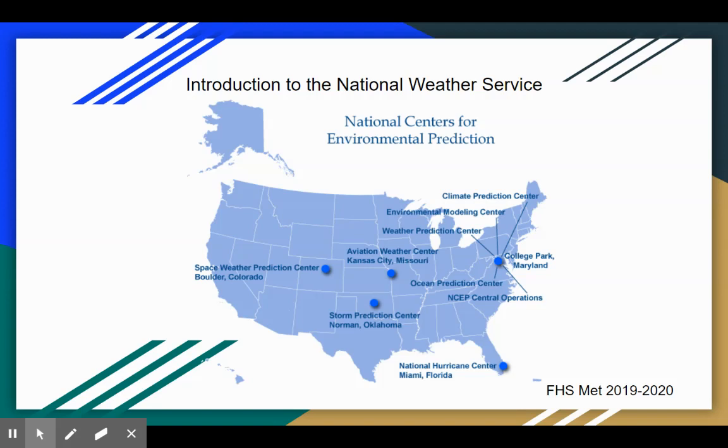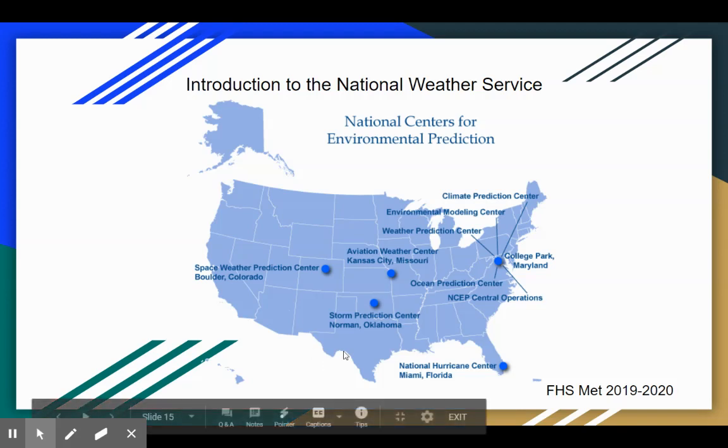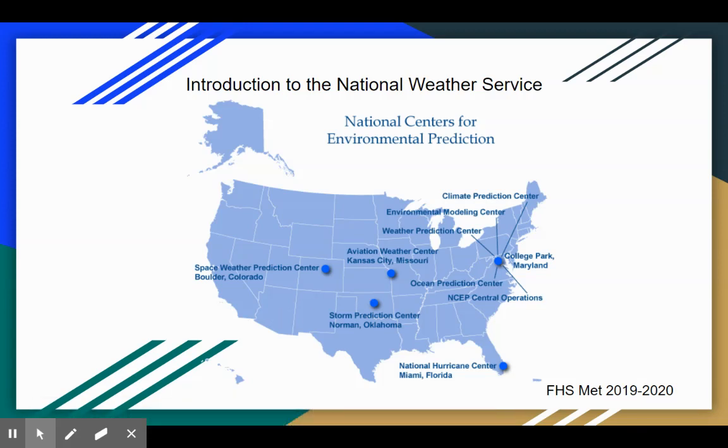And those consist of the Storm Prediction Center out of Norman, Oklahoma. In the summertime, when we have a tornado watch or a thunderstorm warning, a tornado warning, they'll often say that it's issued from the Storm Prediction Center out of Norman, Oklahoma. Or the SPC. We'll talk a lot about the SPC website and how they issue outlooks for days 1, 2, and 3, and then for the week ahead.